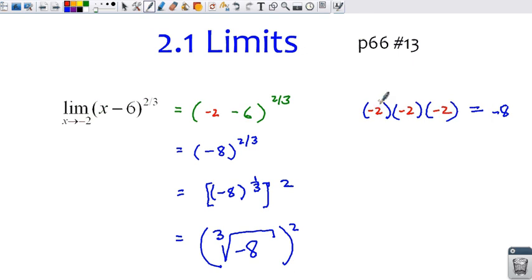Negative 2 times negative 2 is positive 4, and 4 times negative 2 is indeed negative 8. So the cube root of negative 8 is negative 2. And we are meant to square that result. So negative 2 squared is positive 4. So it appears that the limit of this expression as x approaches negative 2 is 4.